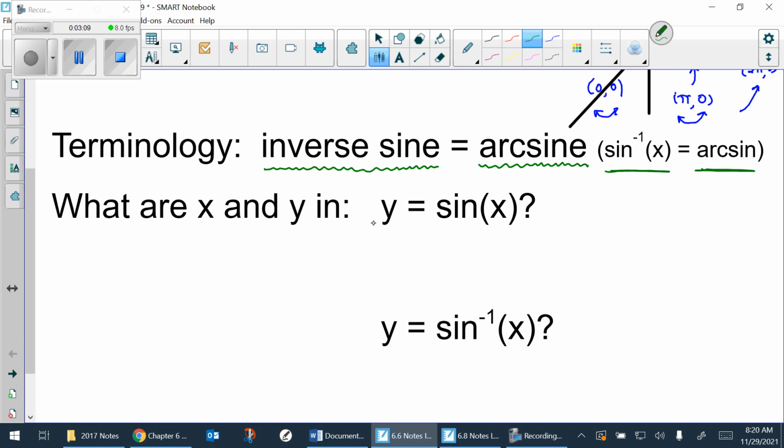Now, if I'm given this statement right here, that y is equal to the sine of x, we know that x is some kind of an angle measure. The sine of pi over 4. And what's the sine of pi over 4? And of course, you guys know the unit circle, and so you'd say, oh, that's square root of 2 over 2. So what y is equal to is a number. It's not an angle measure, it is a number.